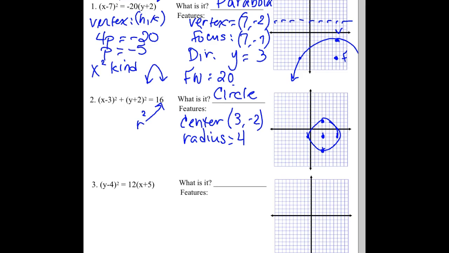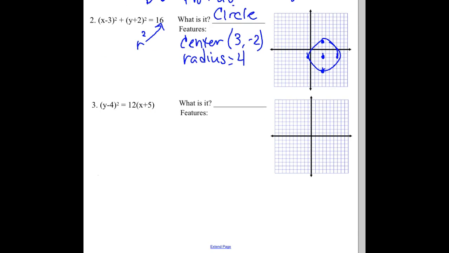Our third example, we have (y minus 4) squared equaling 12 times (x plus 5). Again, notice that there's one squared term and the other one is not. So this is a parabola. Looking at our equation, we need to find our vertex, which we said was (h, k). Be careful here, because your h value is actually negative 5 in this case. So our vertex is going to be the point (negative 5, 4).